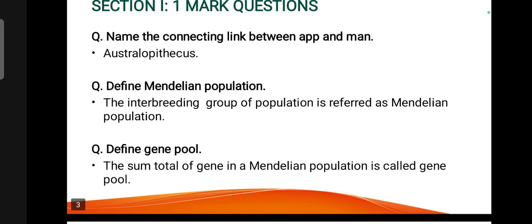Name the connecting link between ape and man. It is Australopithecus. Define Mendelian population. The interbreeding group of population is referred as Mendelian population. Define gene pool. The sum total of genes in a Mendelian population is called as gene pool.